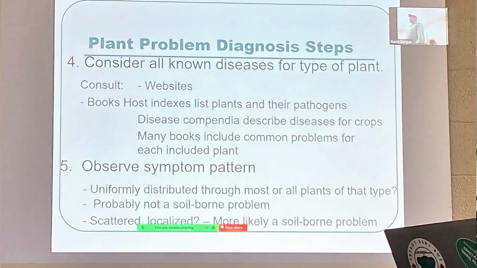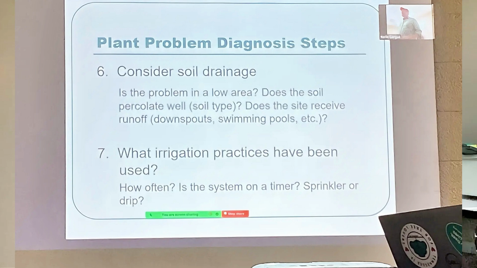Observe symptom pattern: uniformly distributed through most or all plants of that type, probably not a soil-borne problem; scattered, localized, more likely a soil-borne problem. Consider soil drainage. Is the problem in a low area? Does the soil percolate? Well, soil type. Does the site receive runoff, downspouts, swimming pools, etc.? What irrigation practices have been used? How often is the system on a timer, sprinkler, or drip?